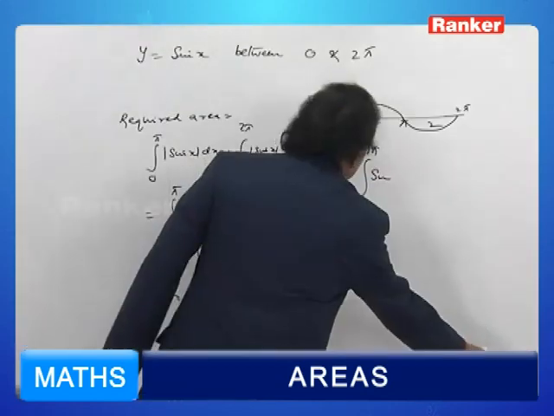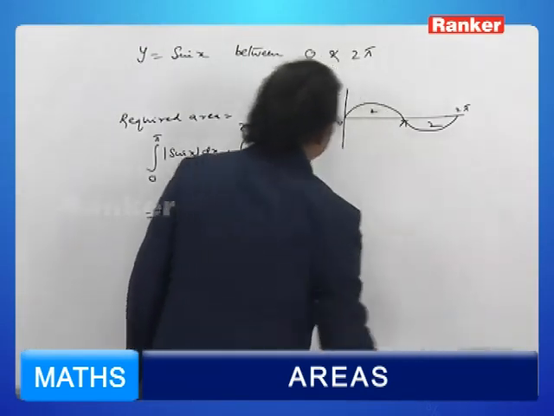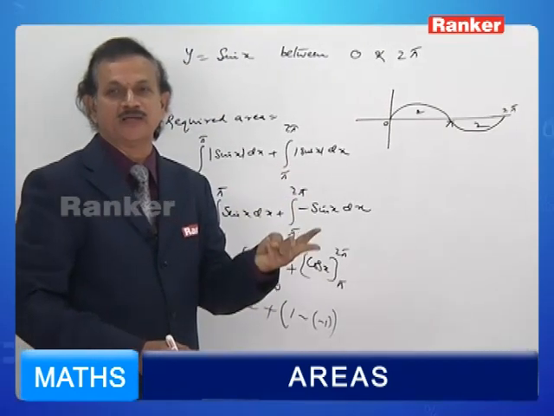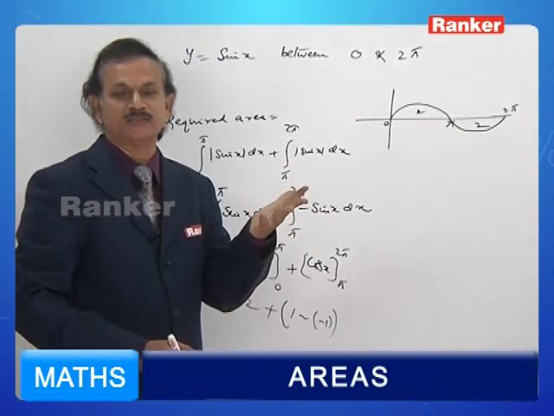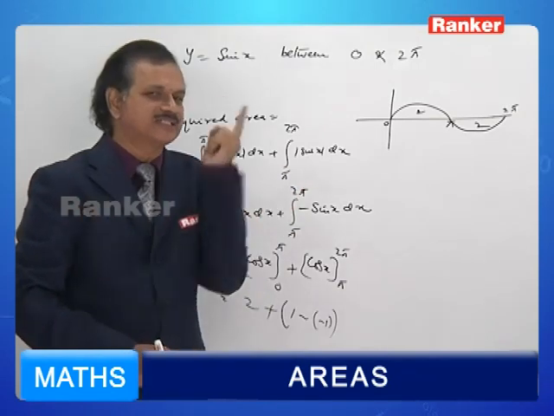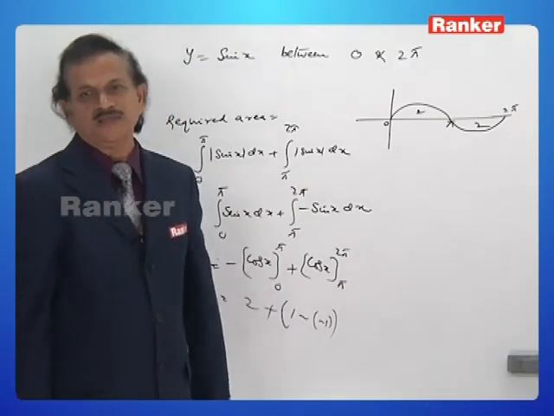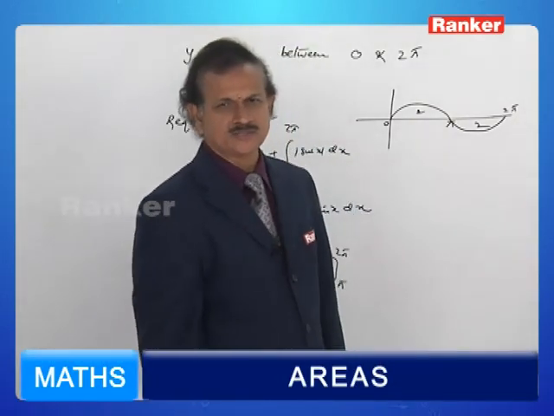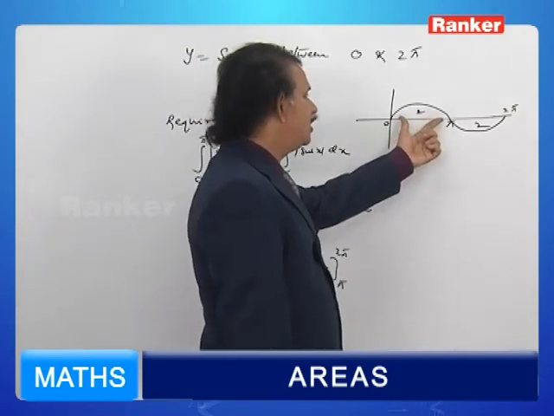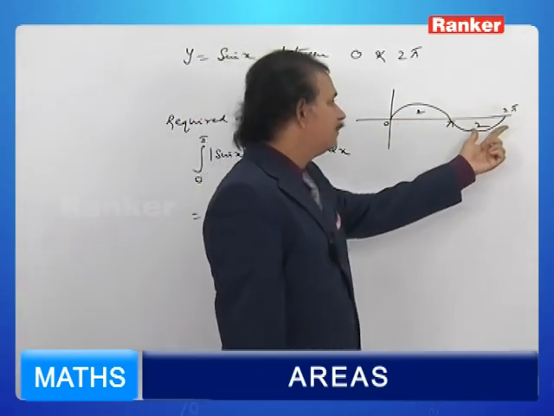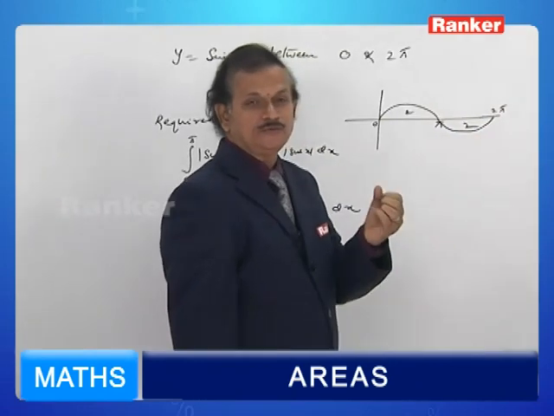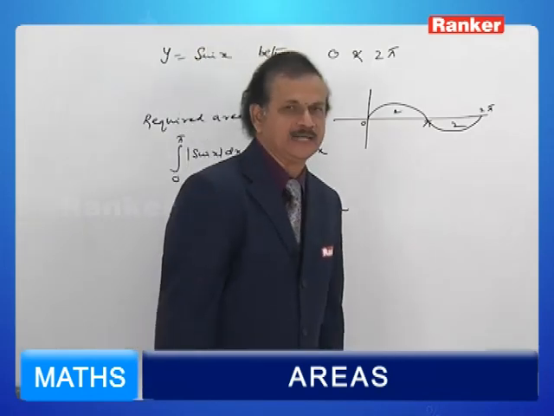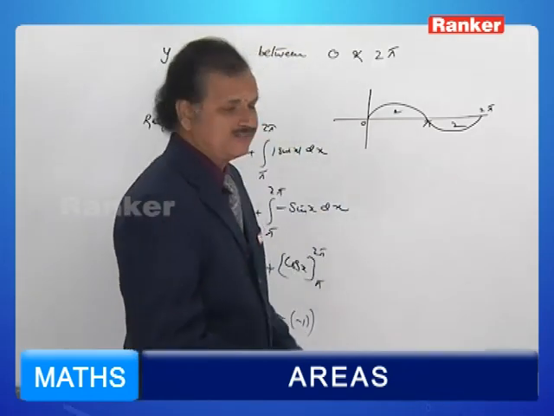Now I will ask you the area between pi and 7 pi of sin x dx. What is the answer? Pi to 2 pi, 2 pi to 3 pi, 3 pi to 4 pi, 4 pi to 5 pi, 5 pi to 6 pi, 6 pi to 7 pi. How many intervals? 6 intervals. For each interval, the answer is 2, hence the answer is 12. I think you could have got the point. For one semi-loop, 2. How many semi-loops are there? From pi to 7 pi, 6 parts are there. 6 into 2, 12. Answer is 12.